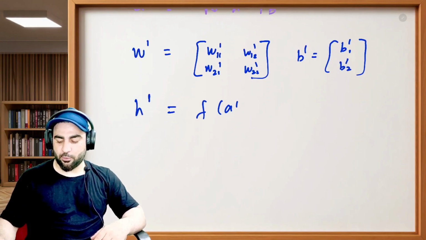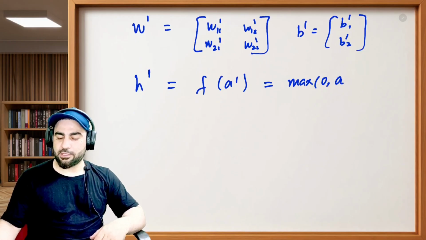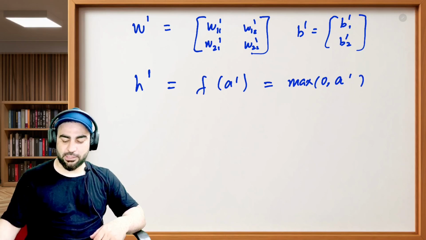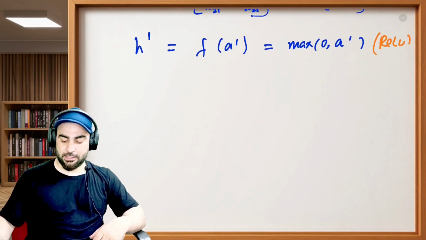So f of a1. And if it is, suppose, a ReLU function, the ReLU function is defined something of this sort: max of 0 or a1, whichever is max. So you will take that value. So this is the definition of the ReLU function, the rectified linear function. Okay. So this is how we do it.